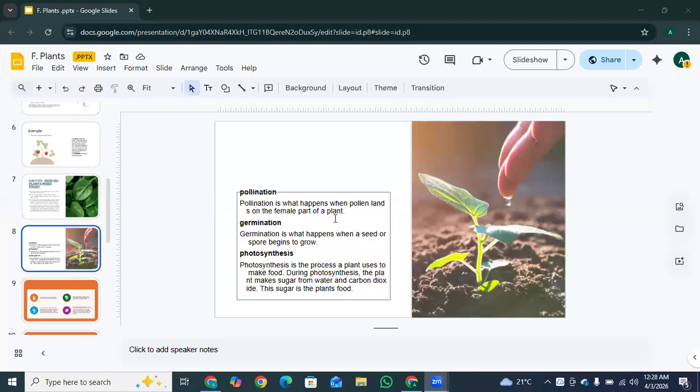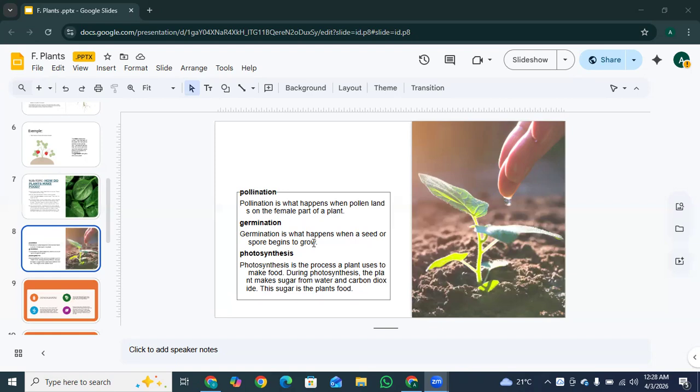Okay, pollination. Pollination is what happens when pollen lands on the female parts of the plant. Think of pollen like a tiny yellow message that needs to get from one flower to another. Tiny dust-like grains, you can say pollen, land on a special part of the flower. And bees, butterflies, and even the wind act like mail carriers to deliver this pollen so the plants can eventually make new seeds.